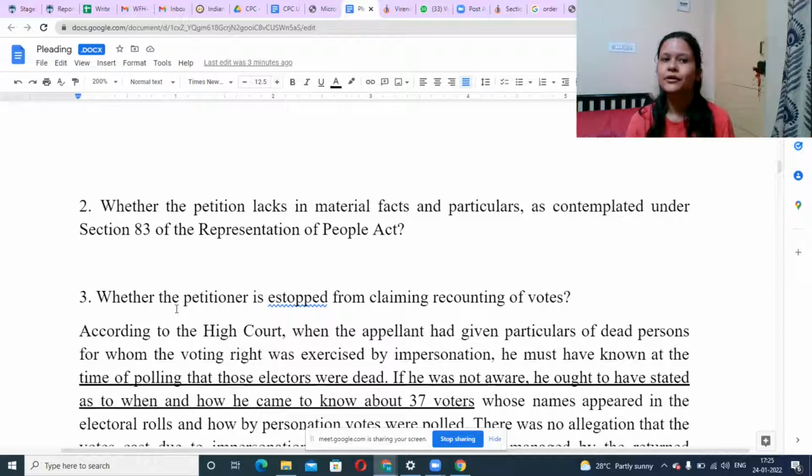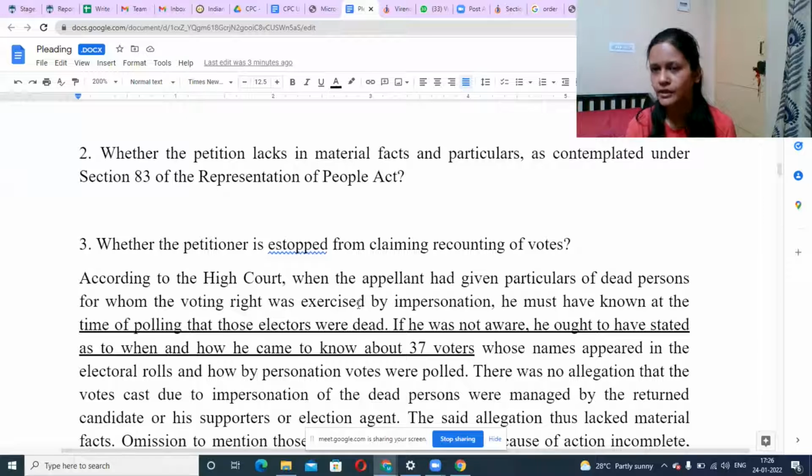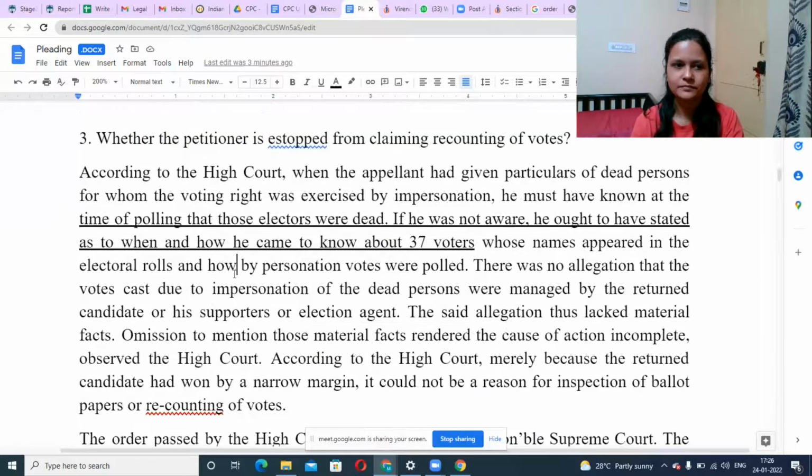And lastly, whether the petitioner is estopped from claiming recounting of votes. Just because he lost the election, was it the only reason why he was asking for a recounting? And as such, was the High Court right in saying that recounting is not possible and the case is dismissed? So basically, the Supreme Court had to take a decision on whether the High Court was right in taking that view or not, whether the High Court was right in dismissing the case or not.